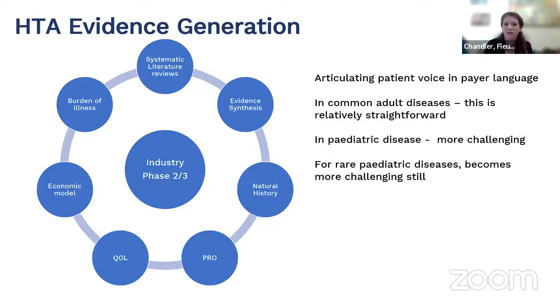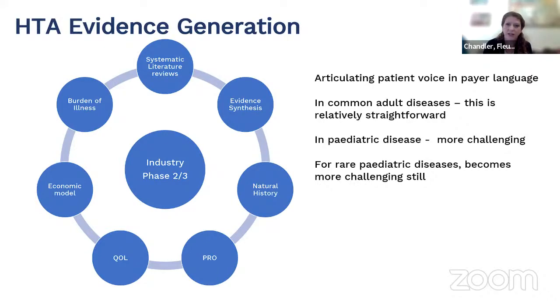All of this will cost per indication per asset, probably about £1 million. So it's not an insignificant investment in the HTA evidence generation piece. And what you're trying to do is articulate what's happening to the patient in a language that a payer might understand. And in a common adult disease, this is relatively straightforward. You can use the clinical trials, you can translate the data that's coming from that, and you can articulate what the costs are. In a paediatric disease, it is more challenging, and we'll come on to some of those challenges in a minute. And then in rare paediatric diseases, it's more challenging still.